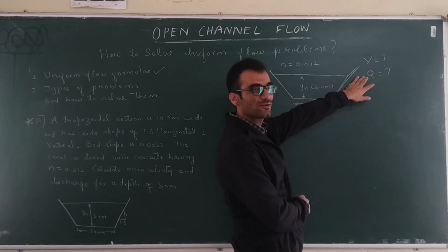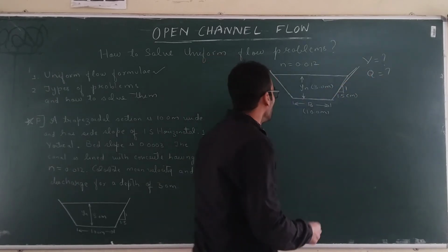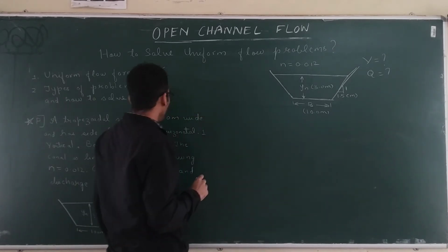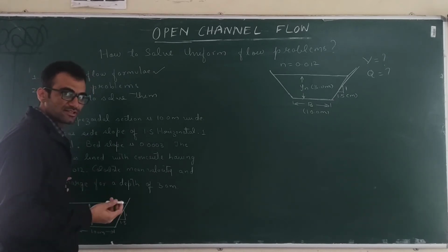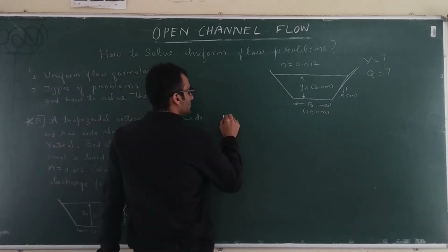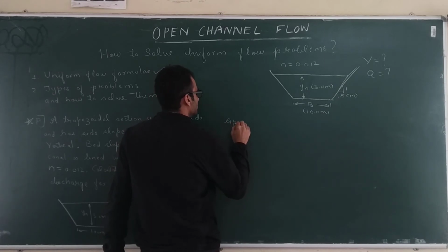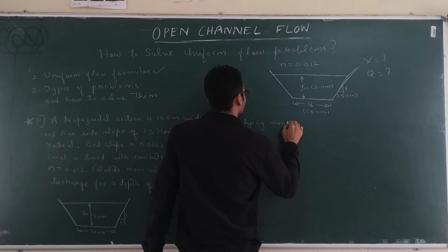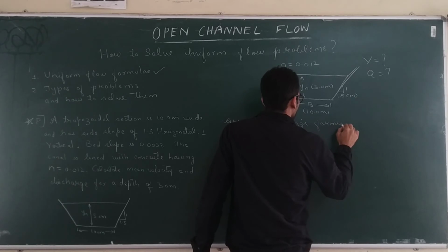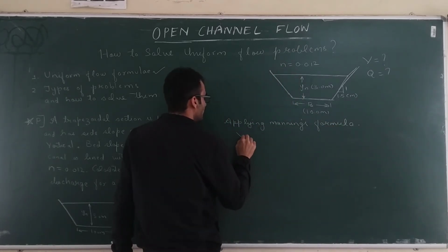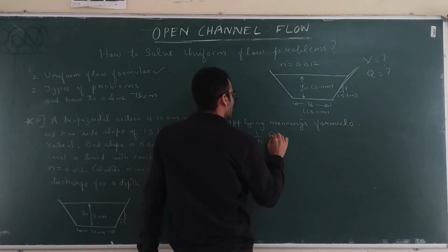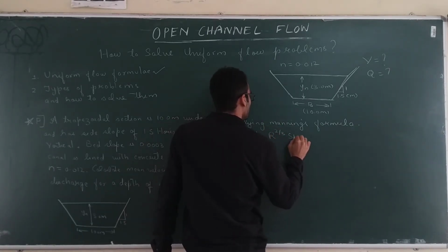Now this is the first type of problem. We saw what 5 types of problems can be asked. This is the first type. It is very simple. How to solve that? So let's go ahead and solve. Now we are given Manning's constant, so obviously we will use Manning's equation. Manning's formula is V equal to 1 by n R to the power 2 by 3 S_B to the power 1 by 2.